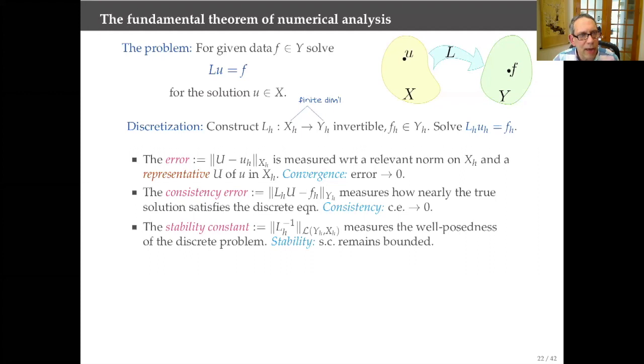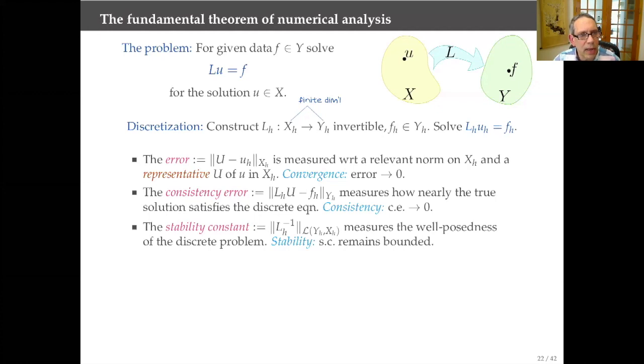How do we tell if that works or not? Well, we measure the error by the difference between the true solution U and the discrete solution U_h, but since they're in different spaces, that doesn't quite work. So what I do is I take a representative of the true solution U in the discrete space. Like if the discrete space is a space of grid functions, I restrict U to the grid. That's called the error. I measure it in a norm in the space X_h, and I want that to be small. And the method's called convergent if that tends to 0 as I refine our grid.